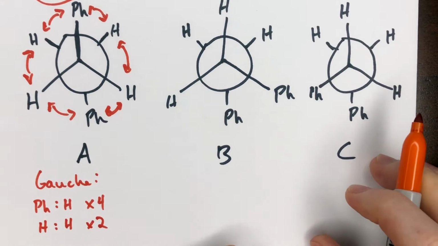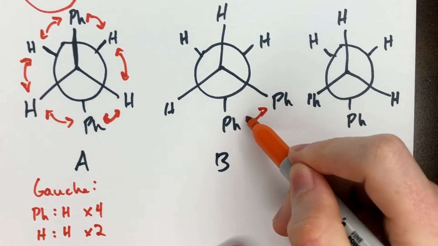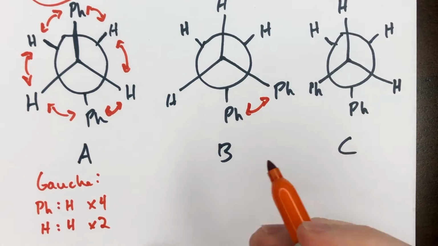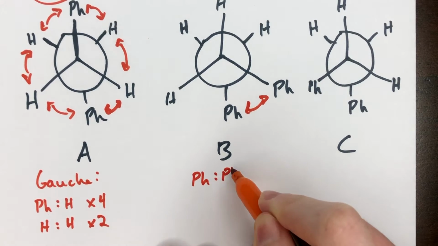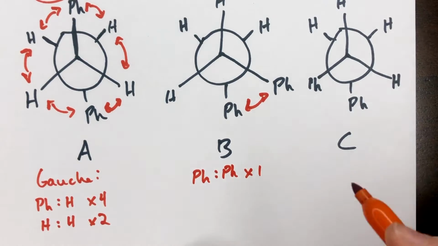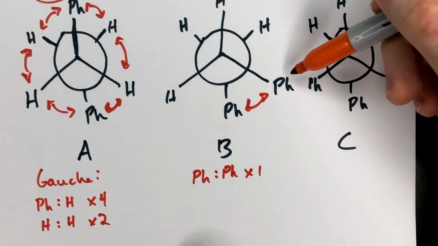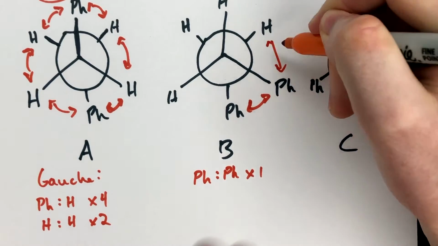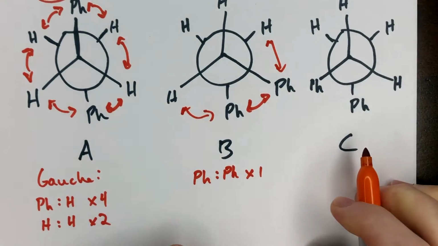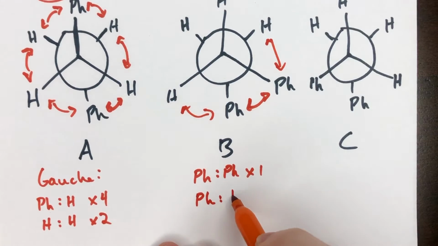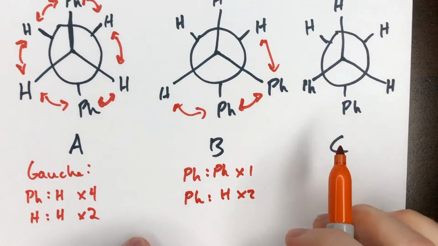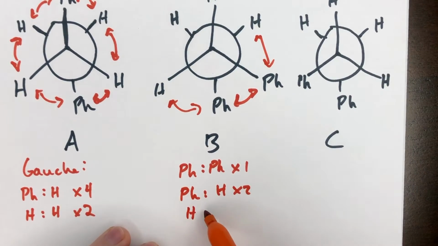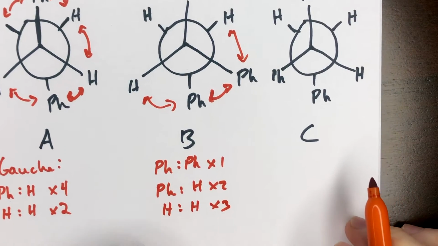Okay, now let's look at B. We have a phenyl-phenyl gauche, which is going to be the most significant. I'm not going to write gauche now, just to give myself more room, but hopefully it's clear that this is a gauche interaction. There's only one phenyl-phenyl interaction. And then there are 2 phenyl-hydrogen interactions, here and here. So phenyl-hydrogen times 2. And then the remaining are just hydrogen-hydrogen interactions, and there's 3. I'm not going to draw the arrows for those to avoid any confusion. But there's our 6 total gauche interactions that are labeled out.